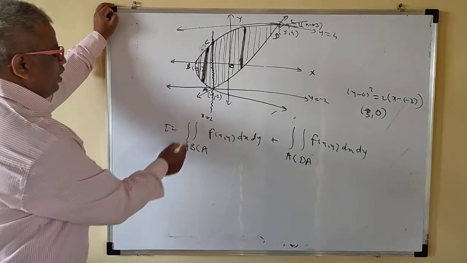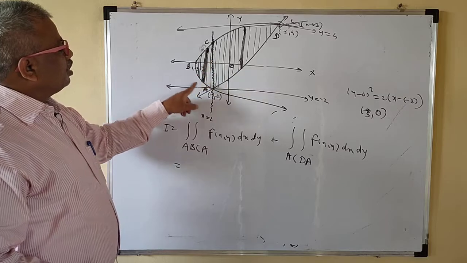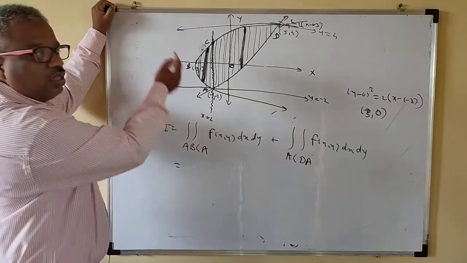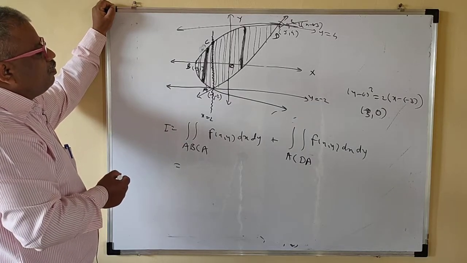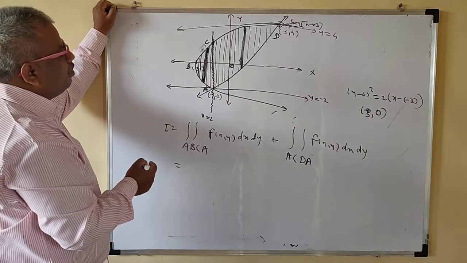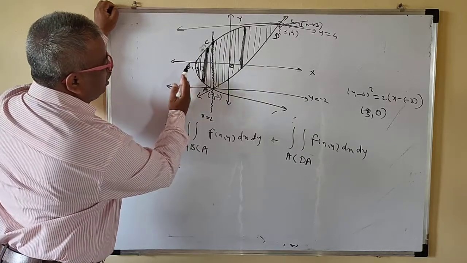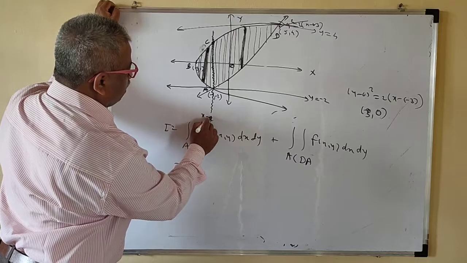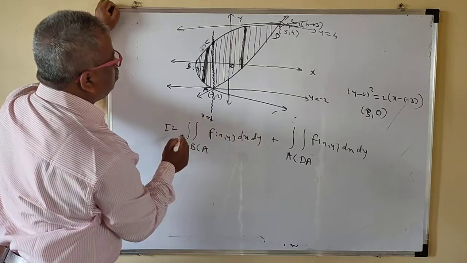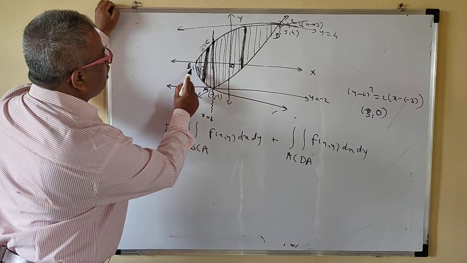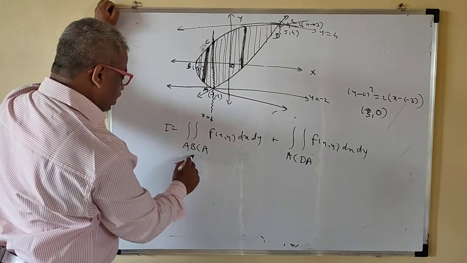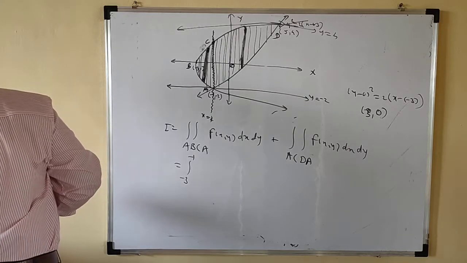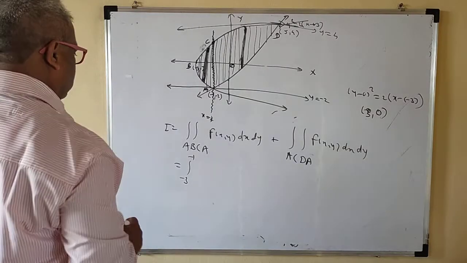Now for the region A, B, C, A, what are the limits? You have to draw the strip parallel to the x axis. That means you have to write the limits of y first, then the limits of x. So x goes from minus 3 to minus 1. This point is minus 1, 2. So the limits of x are minus 3 to minus 1.